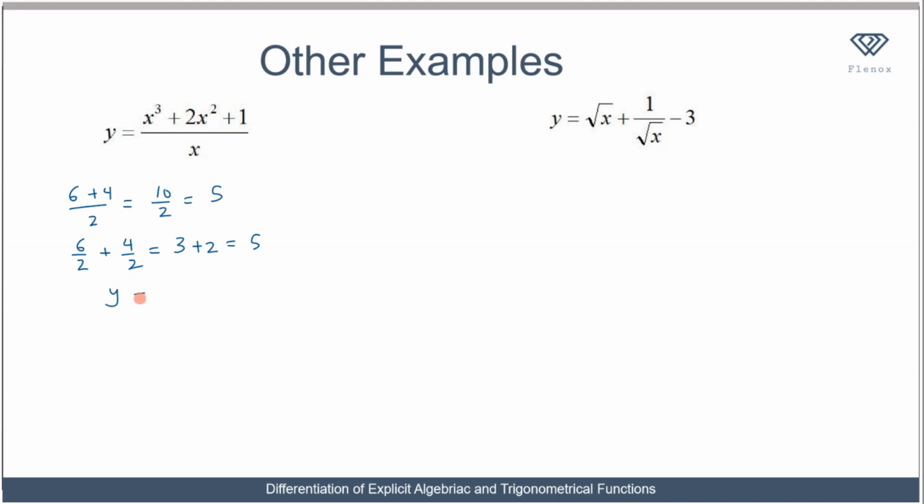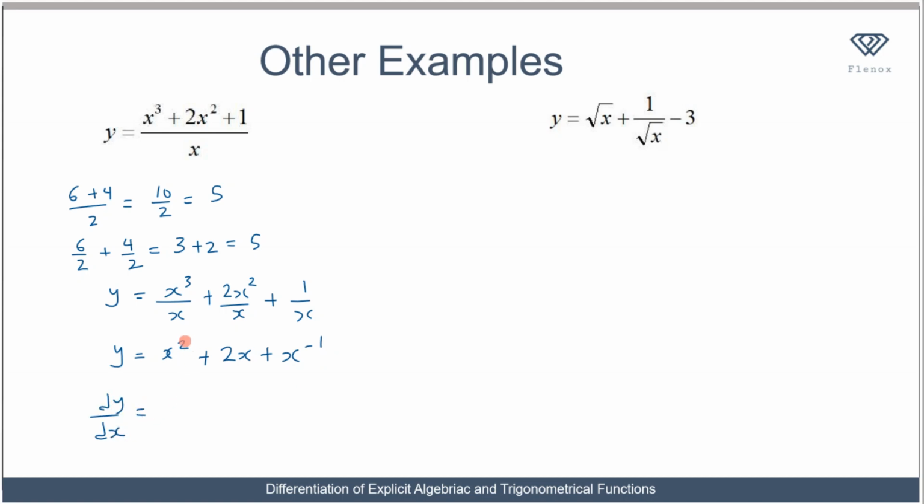So y can also be written as x cubed over x plus 2x squared over x, then plus 1 over x. And when you simplify, I have y is equal to x cubed divided by x will give me x squared, then 2x squared over x will give me 2x, and 1 over x will give me x to the power of minus 1.